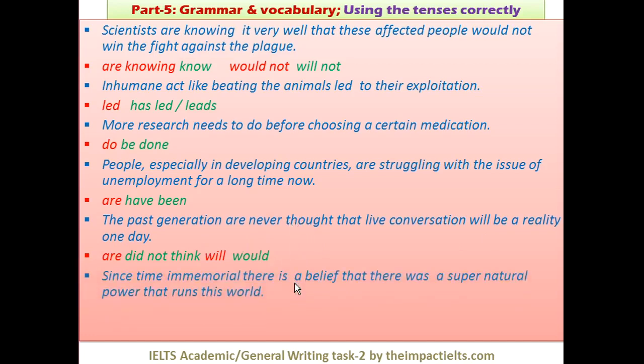Okay, let's see the last example. Since time immemorial, there is a belief - that's again connecting past to the present. So we have to use perfect tense, right? Instead of "is," you have to use "has been." Since time immemorial, meaning since the beginning, there has been a belief that there is a supernatural power. Now we cannot use "was" because this is a belief and a generally accepted fact, that there is a supernatural power that runs this world. So you can see this kind of sentence is written.